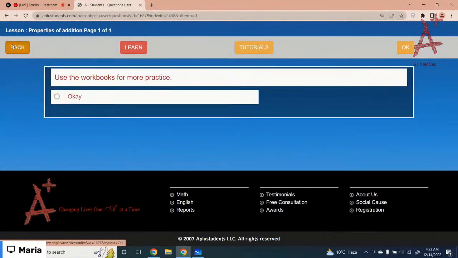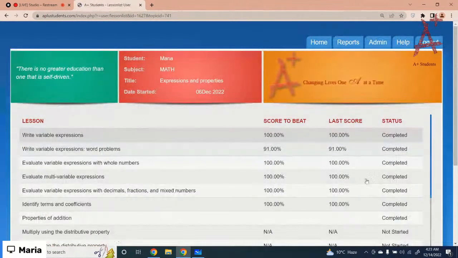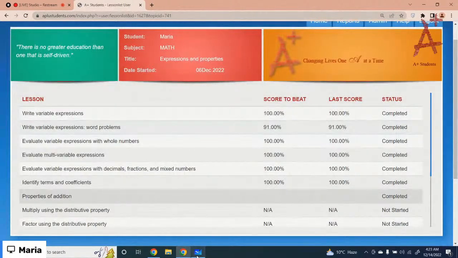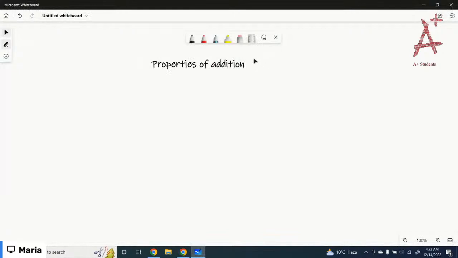Okay, properties of addition. I'm going to explain the properties of addition. Just listen to me carefully. You don't have the lesson properties of addition here, so I am going to explain the properties we have. Let's start with the first one. The first one is the commutative property of addition. Got it?